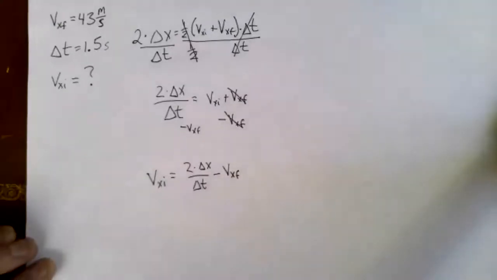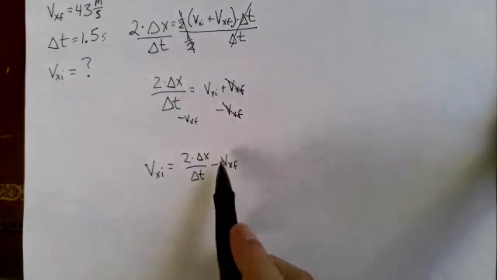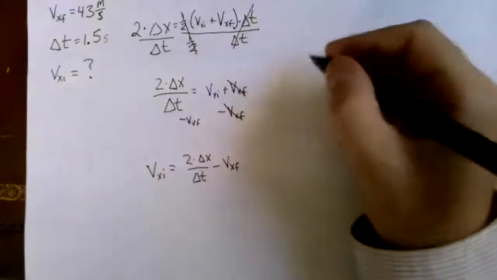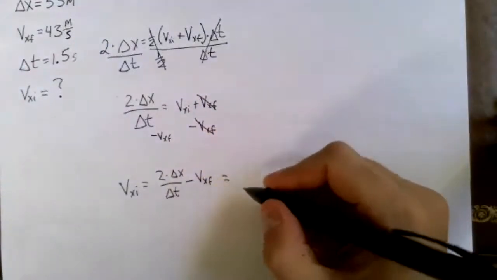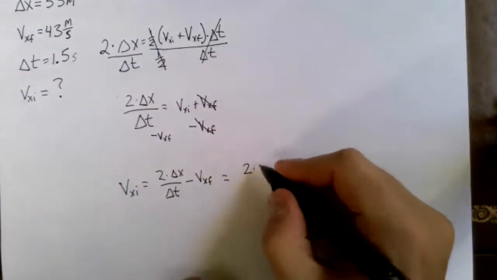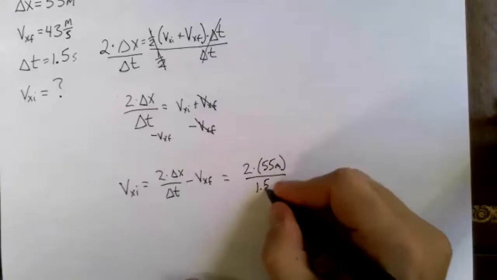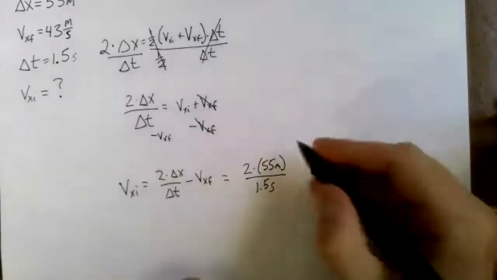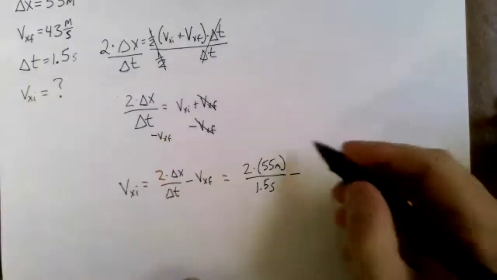All right, I think that's right. And so that's step 4, right? We rearranged our equation, our unknown is all by itself. And now for just plugging in. Right, so we have 2 times 55 meters divided by 1.5 seconds, right? That's our delta time. And then we subtract the final velocity, so minus 43 meters per second.